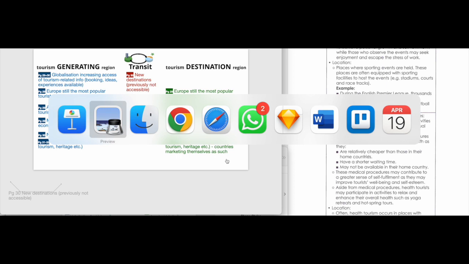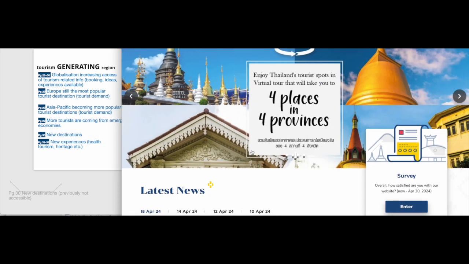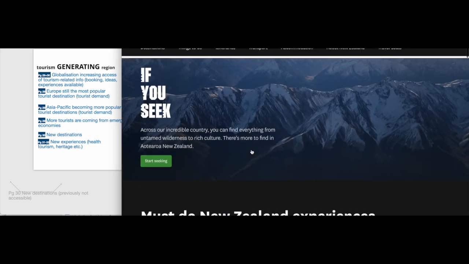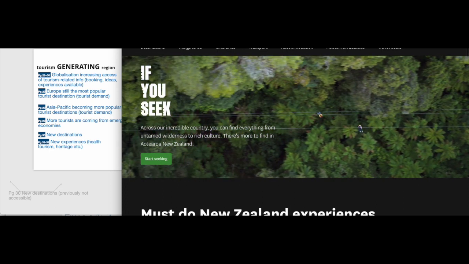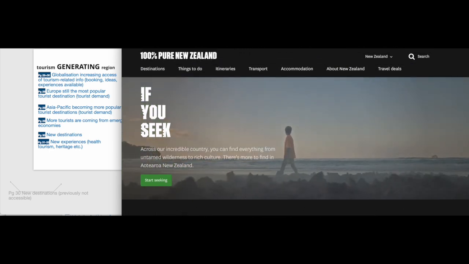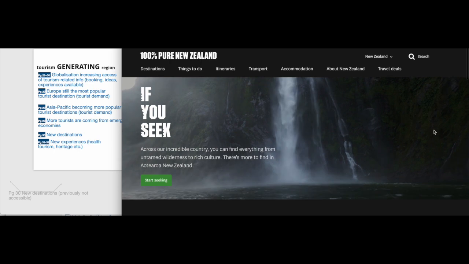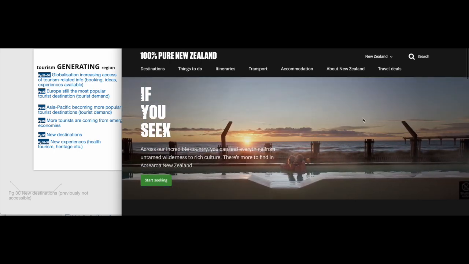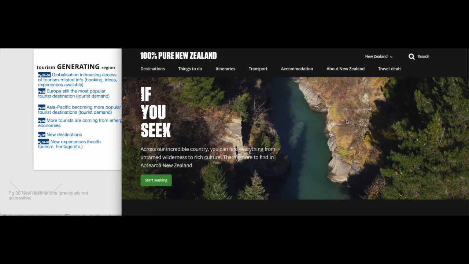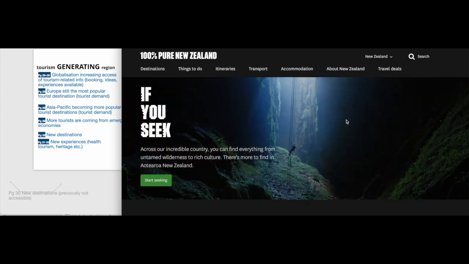Okay, so for example, if you look at New Zealand, New Zealand markets themselves as 100% Pure New Zealand. Let's look at what they are marketing themselves as. What kind of experience? Okay, so you see that there's a lot more adventure. You don't see culture. You don't see medical tourism.